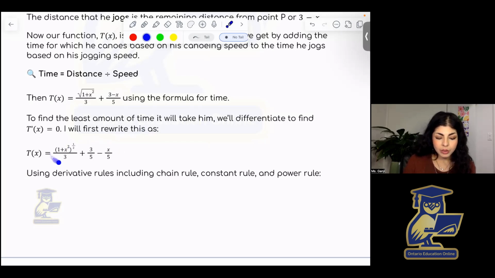So I just rewrote this a little bit nicer. Here I gave my square root as a power again because I want to use the power rule. And 3 minus x over 5, I split up into 3 divided by 5 minus x divided by 5. The reason I did that is because now I can use the difference rule for derivatives instead of having a quotient rule here, and I can do this because the 3 over 5 is a constant, so it's a lot easier now. So now I suggest you try using derivative rules to differentiate this function.